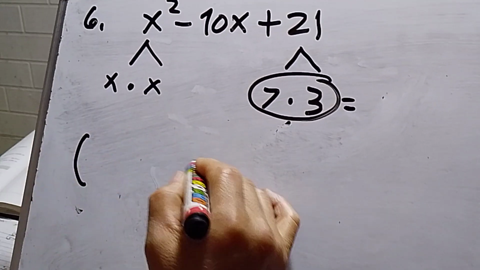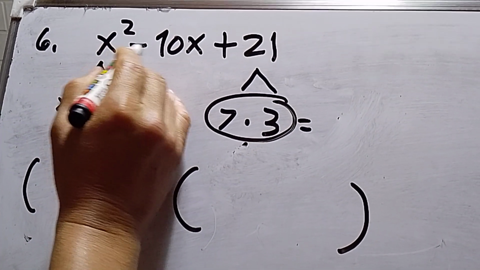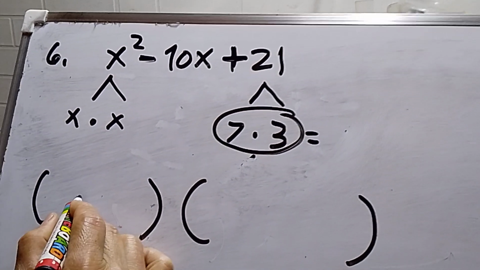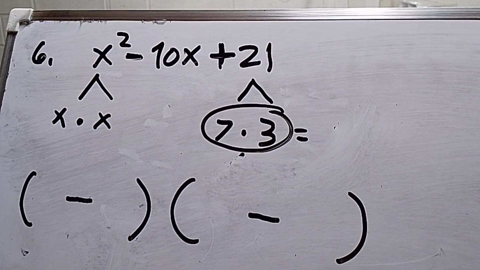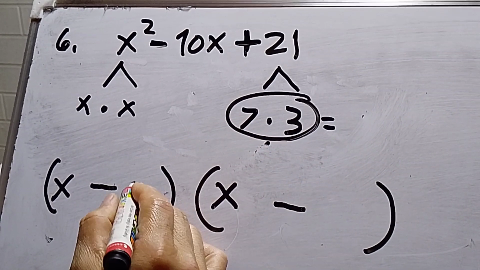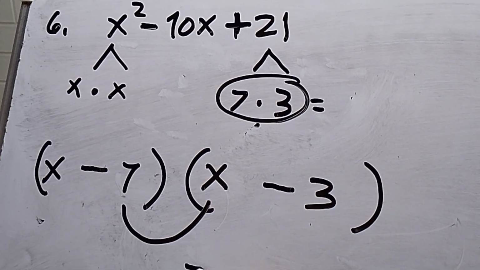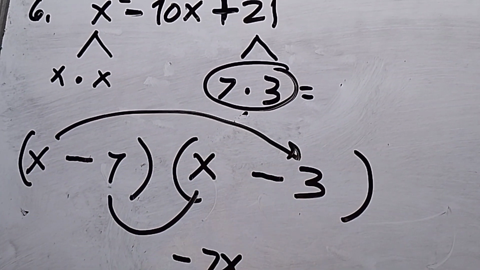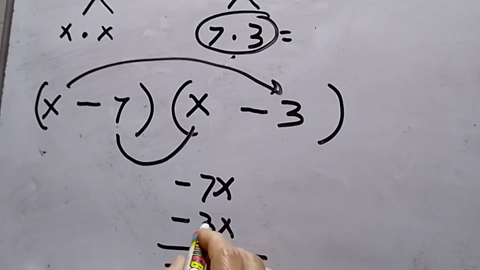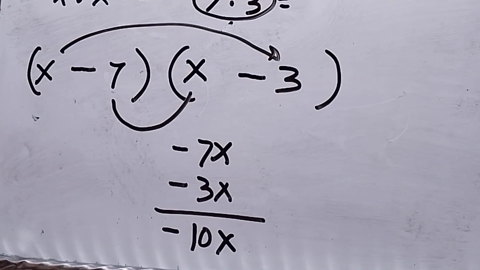So I need to put my round brackets. Since, take note, if the middle term is having negative sign and the last term is positive sign, all the factors should be negative. So I will put x in here, x also in here, and then 7. Then this will be 3. Now we'll check if this is correct. This is negative 7x. This one is negative 3x. So, negative, negative. So, take the common sign. Then, 7 plus 3 is 10. Then, I have 10x. So, number 6 is correct.